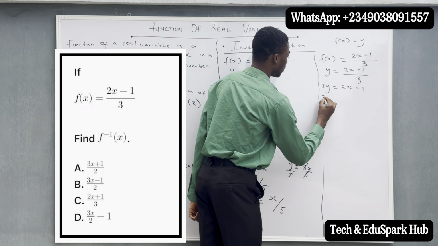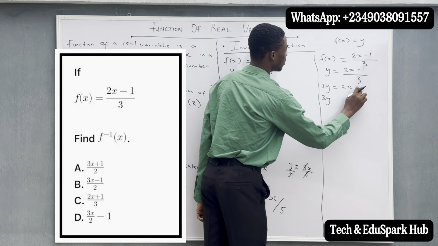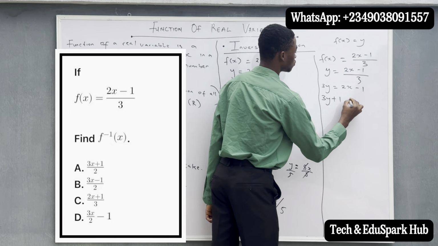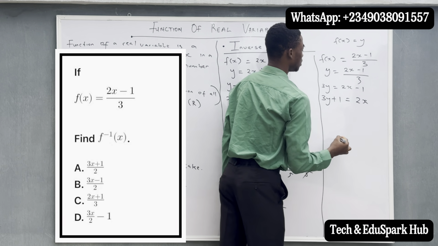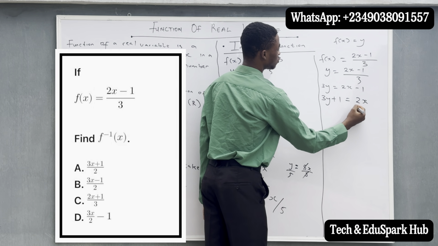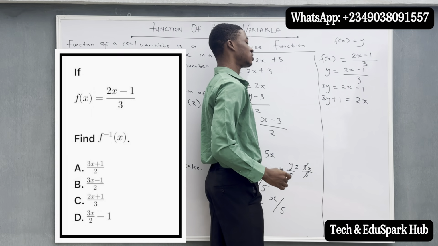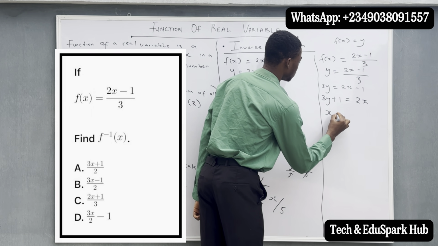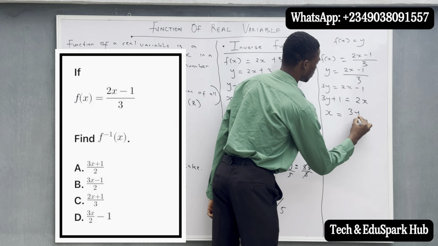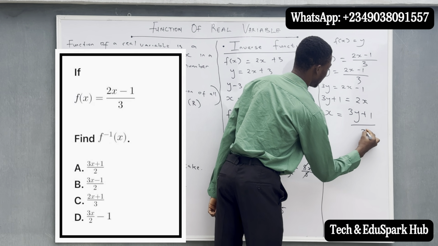So now that we have gotten this, we can take this one back to this function. So we have 3y. So you can see this is minus 1. When you take it back, it will become plus 1. So 3y plus 1 equals to 2x. Now you can divide both sides by 2, in order to cancel these 2 to make x the subject of the formula. So we have x equal to 3y plus 1 divided by 2.